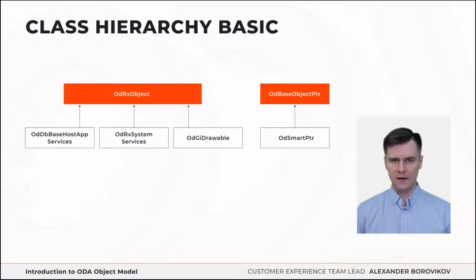All database classes have corresponding typified smart pointer classes with the Ptr suffix. For example, the OdDbCirclePtr class is the smart pointer to the instances of the OdDbCircle class. OdGiDrawable is the base class for all graphical objects. And the OdRxSystemServices and OdDbBaseHostAppServices classes are in charge of platform-dependent file operations and platform-specific operations with the ODA platform accordingly.